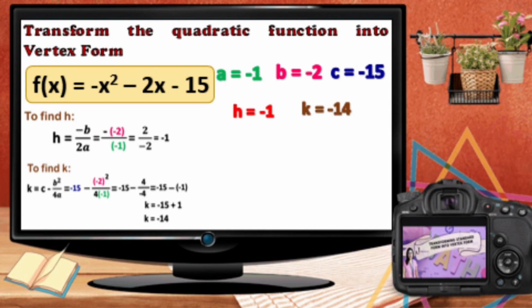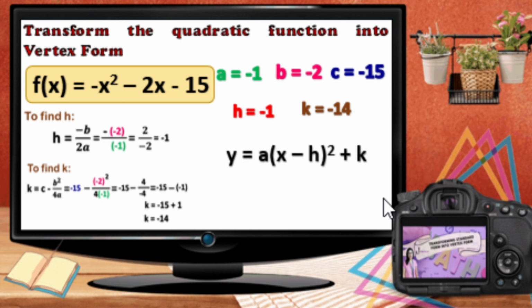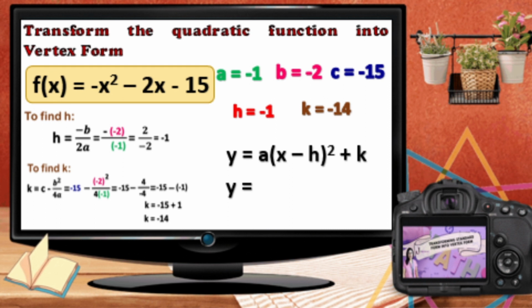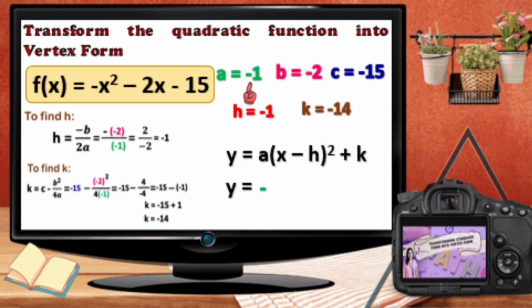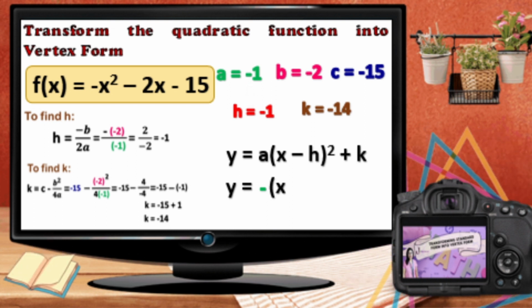So we have to substitute this value in our vertex form y is equal to a quantity x minus h squared plus k. So y is equal to a. Anong value ng a? Ang value ng a natin ay negative 1. So therefore, we have imaginary negative 1. Open parenthesis x minus h. Ang value ng h natin ay negative 1.